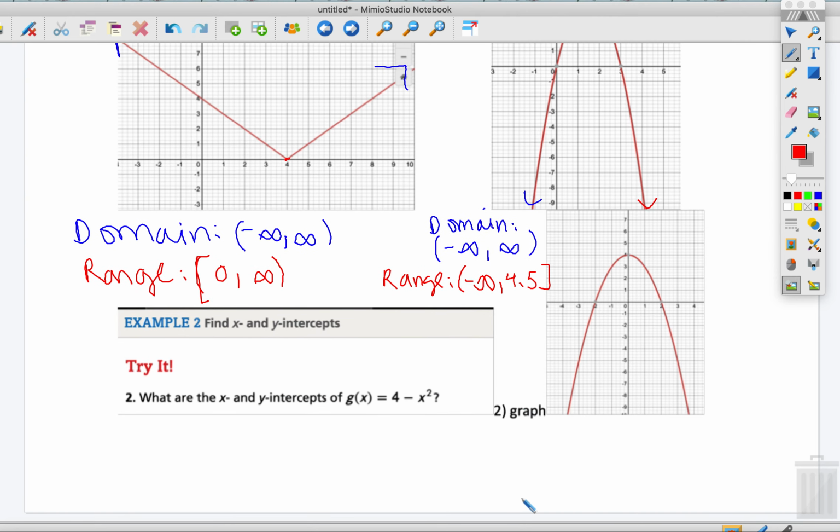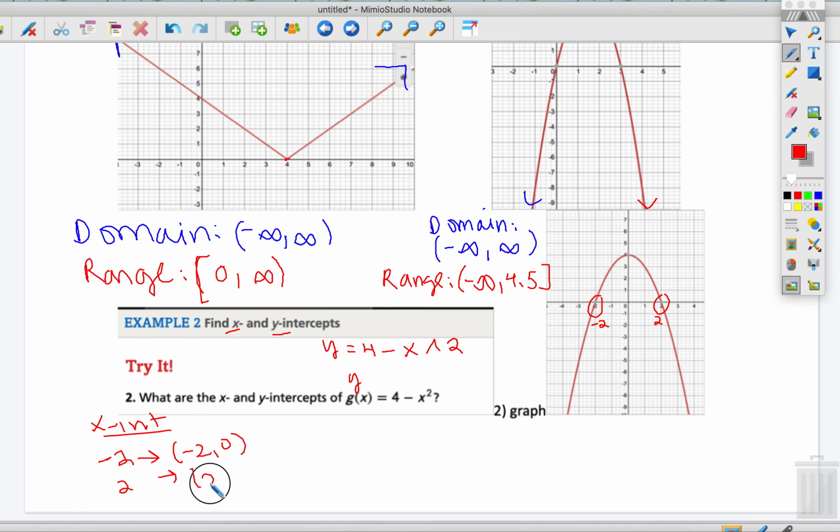Let's look at our next problem, x and y intercepts. The x-intercepts are where we touch the x-axis, and the y-intercepts are where we touch the y-axis. If we put this equation in Desmos, we write y equals 4 minus x, and we use the caret to raise to the second power. We have this graph over here. So we have an x-intercept here and here at -2 and at +2. So our x-intercepts are -2 and 2, which we can write as (-2, 0) and (2, 0).